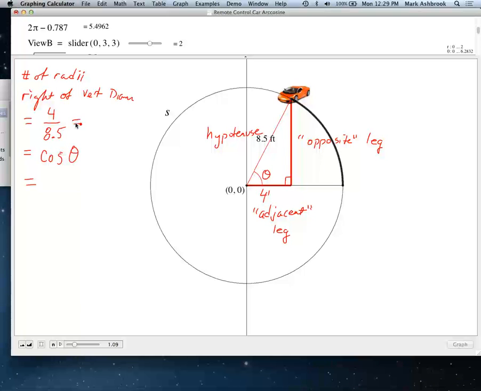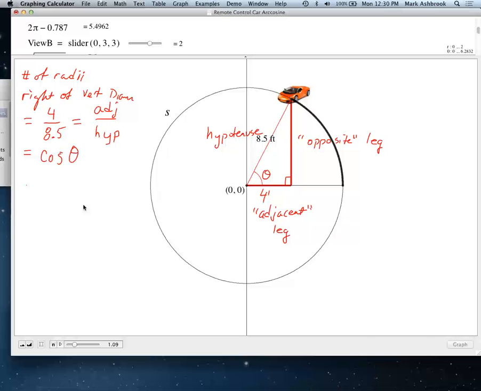I'll write it up here. So the adjacent leg, and the 8.5 in that triangle is the hypotenuse. So many of you have heard that before, you've used that before, and for some of you it might have been all you knew that cosine was.